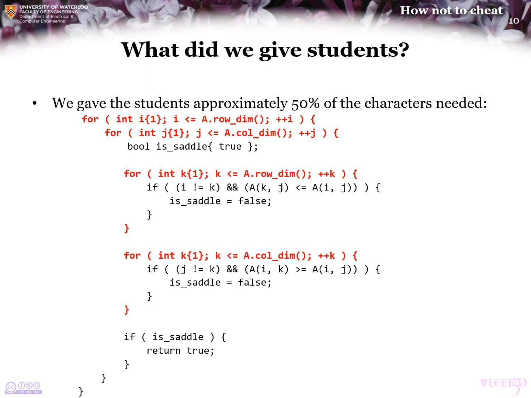Consequently, if you take a look at our solution, notice that we provide approximately 50% of the characters required, because all you now need are 2 additional for loops that go through the rows and columns of the entry Aij.